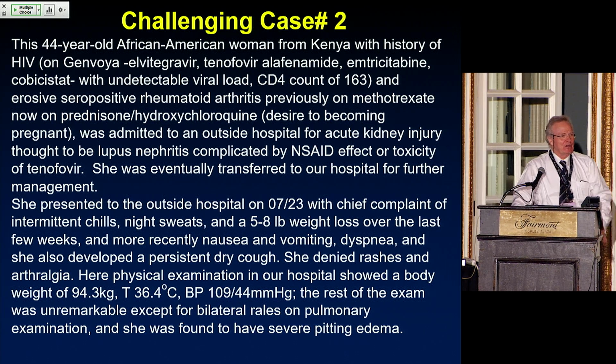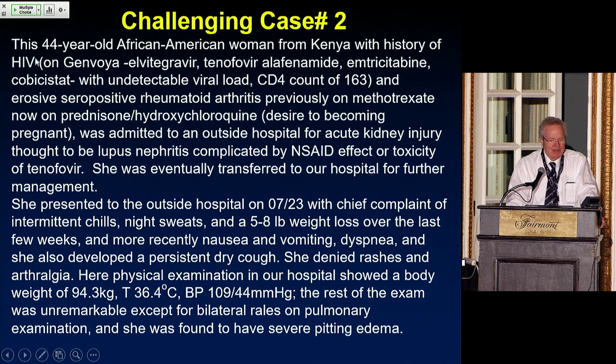So let's go on to the second case. This is a 44-year-old African-American woman from Kenya with a history of HIV, and she is on several therapies, as you can see there. The CD4 count is 163, and she has an erosive seropositive rheumatoid arthritis. Previously, she was on methotrexate, now on prednisone and hydroxychloroquine. And she wants to become pregnant.